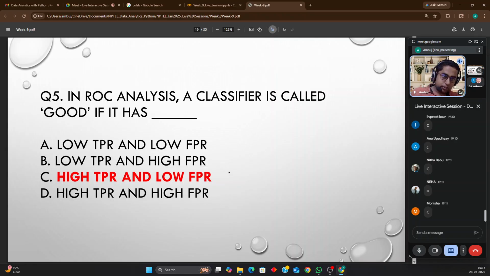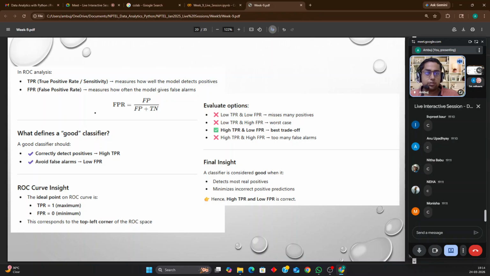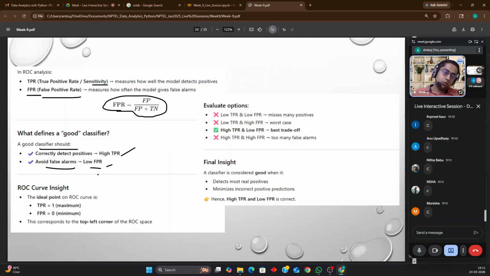Indeed, the correct option will be C only: high TPR and low FPR. In ROC analysis, TPR is the true positive rate, sensitivity. FPR is the false positive rate: false positives divided by false positives plus true negatives. What is a good classifier? A good classifier should correctly detect the positives, that is, it should have high TPR. It should avoid false alarms, so it should have low FPR. High TPR and low FPR will make a good classifier.